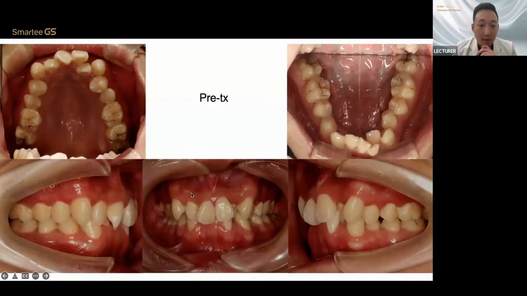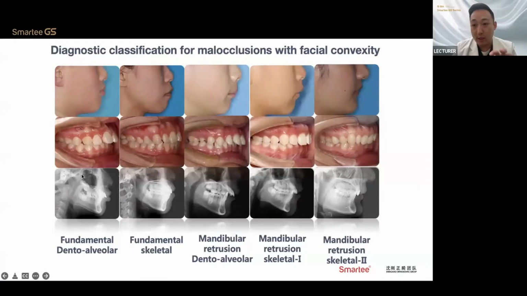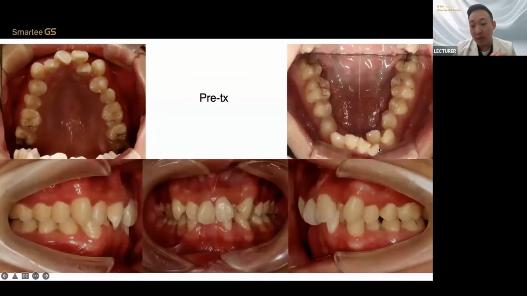And for this kind of crowding problem, I decided to have two teeth on the upper extracted and one tooth here extracted to give the space to align the teeth when we do the mandibular advancement.